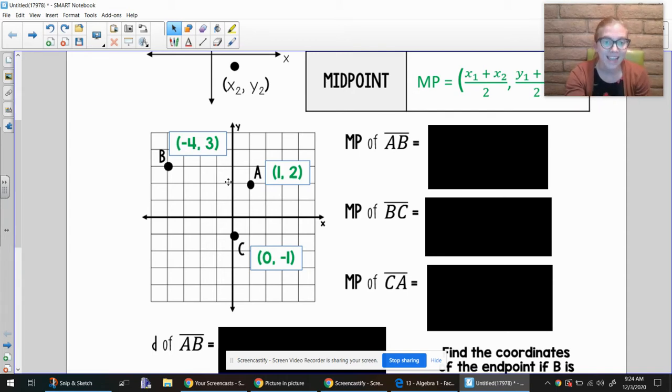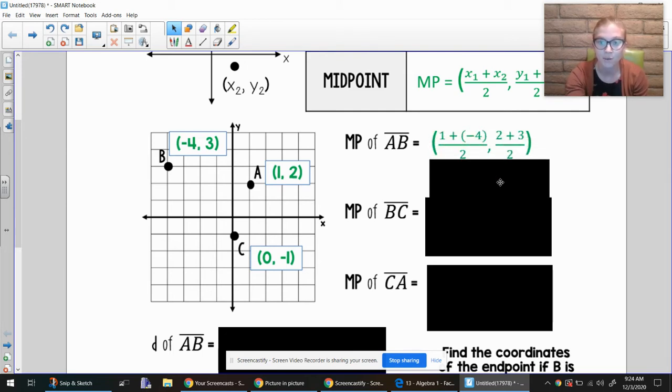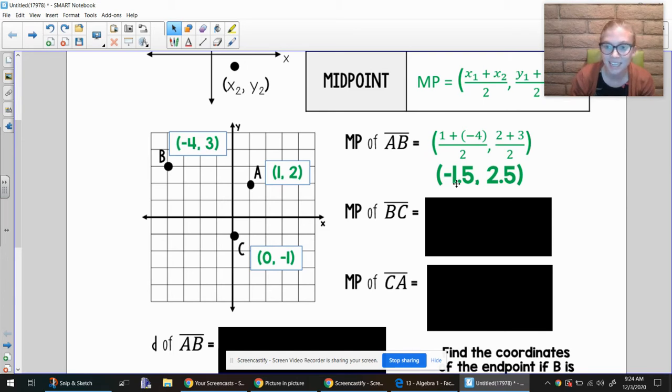So the midpoint of AB, we're going to plug those points into our formula, and we have (1 plus negative 4) over 2, and (2 plus 3) over 2. That creates the point (negative 1.5, 2.5).